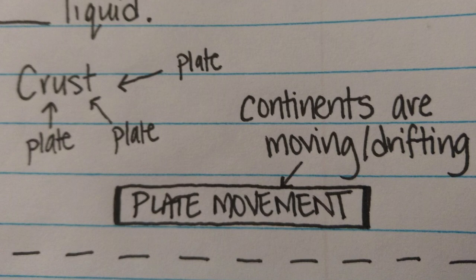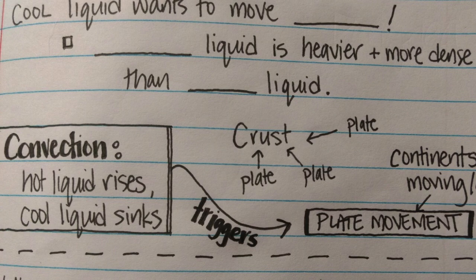Now, I want you to keep in mind that the Earth's crust is made of plates, and the continents are part of those plates. So, based on what we saw with our supercontinent evidence, obviously the Earth doesn't look the same today as it did then. So, those continents have to be drifting apart, slowly but surely. But it's those convection currents underneath, that hot liquid rising, the cool liquid sinking, that's going to trigger our plate movement.